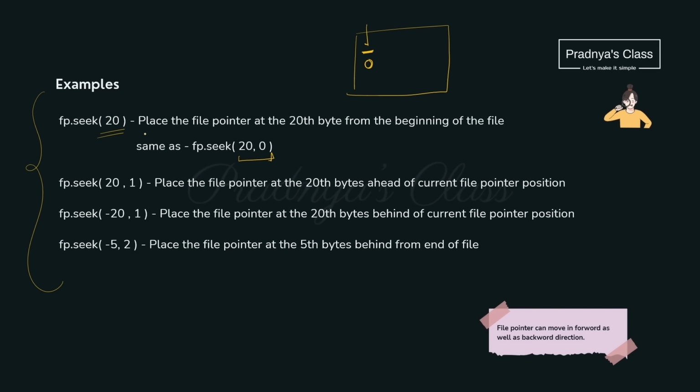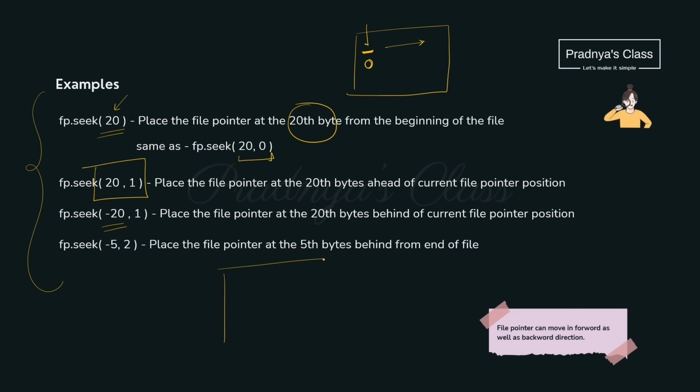From the 0th position, we have to move further 20 bytes. It means the file pointer will move forward 20 bytes from the 0th location. If this number is positive, we will move forward. If this number is negative, we will move backward. Now tell me, what does it mean?